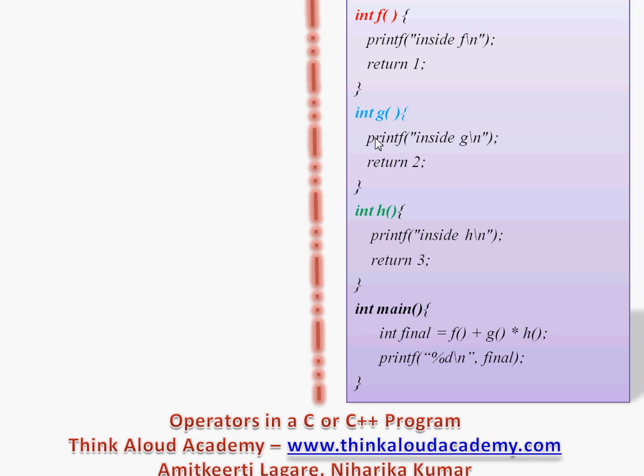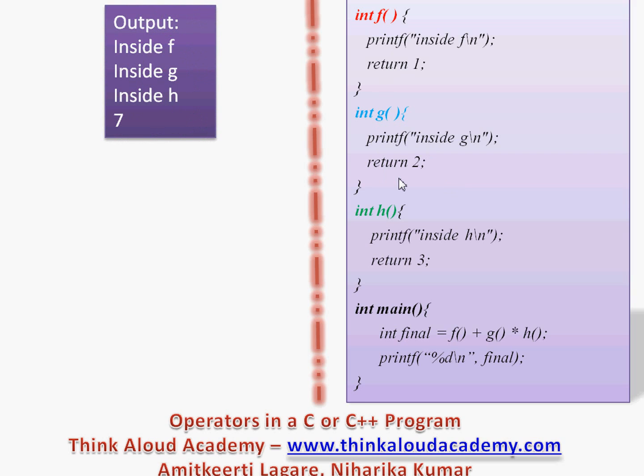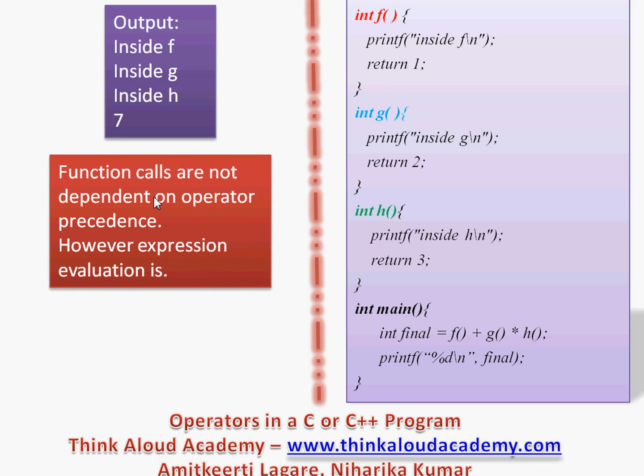Now this is an interesting example. If you look at the output, F gets called first, then G gets called, then H gets called. But in the evaluation, G and H are multiplied first, then F is added. So function calls are not dependent on operator precedence. Just because there is a plus here and a star here doesn't mean that G has to be called first, H has to be called first, and they have to be multiplied, then F.